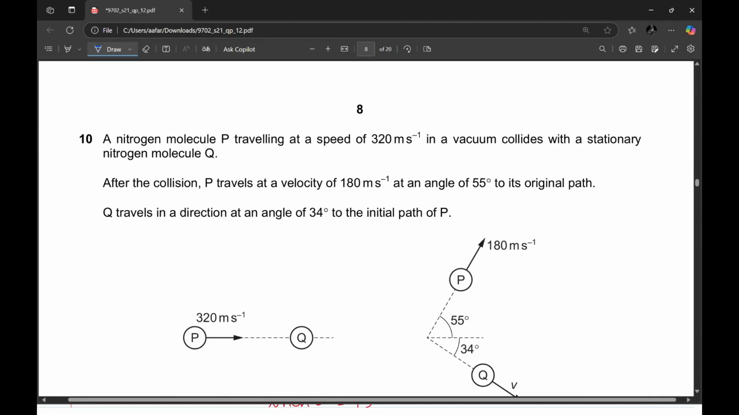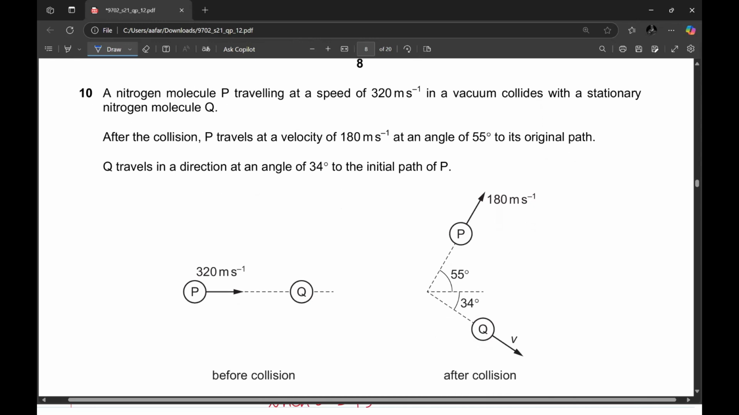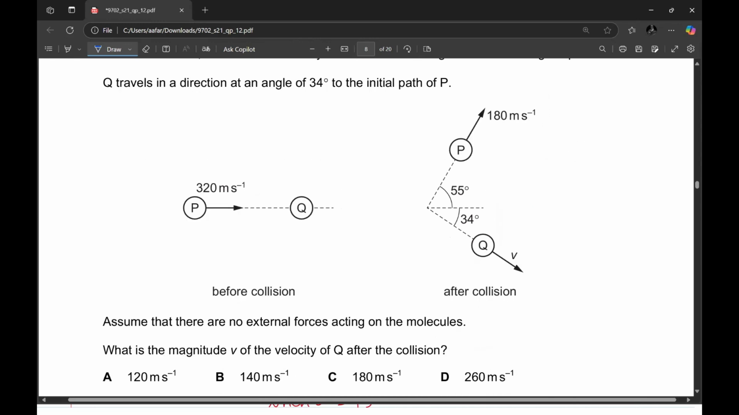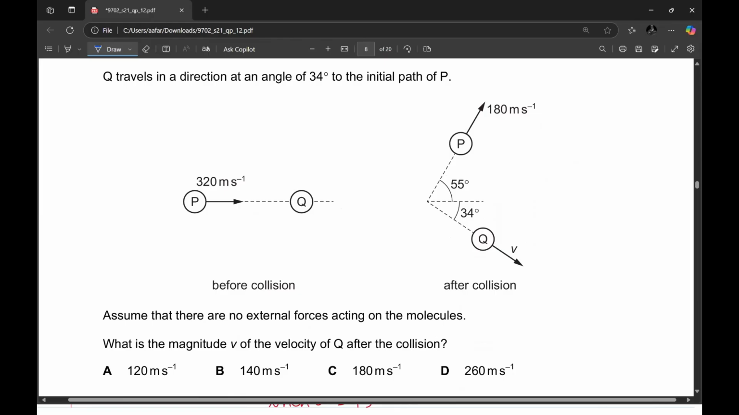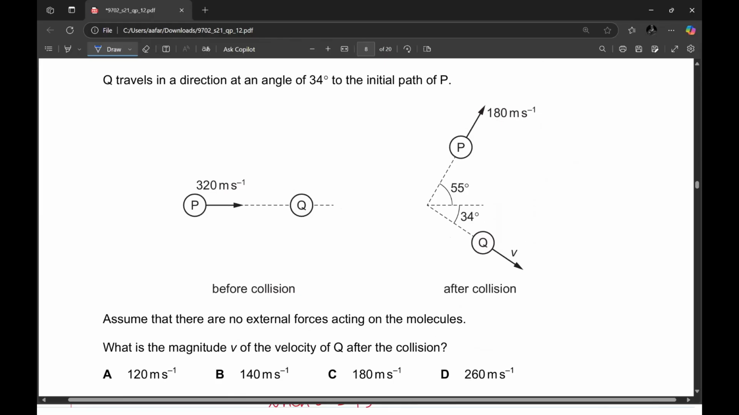A nitrogen molecule P traveling at a speed of 320 meters per second in a vacuum collides with a stationary nitrogen molecule Q. After the collision, P travels at a velocity of 180 meters per second at an angle of 55 degrees to its original path. Q travels in a direction at an angle of 34 degrees to the initial path of P. Assume that there are no external forces acting on the molecules. What is the magnitude V of the velocity of Q after the collision?